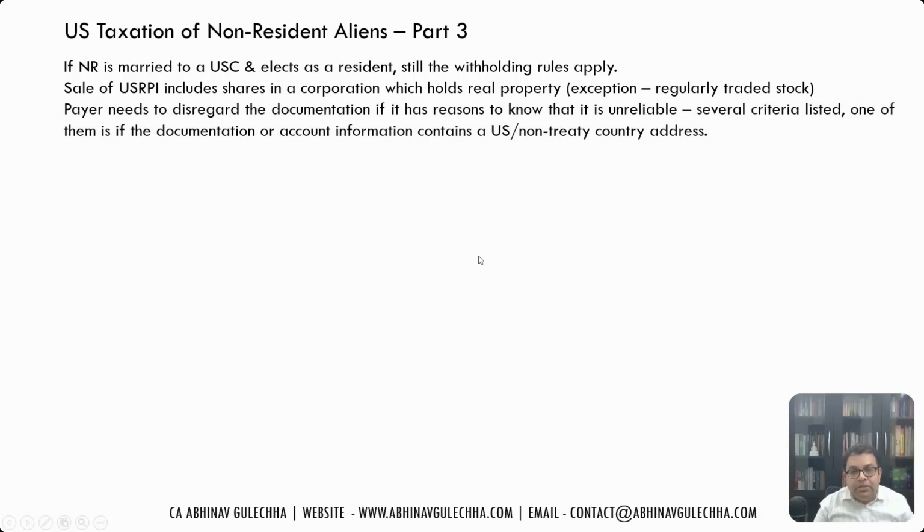Okay, the payer needs to disregard the documentation if it has reason to know it is unreliable, right? So if you provide documentation to the payer, the payer has the right to disregard it if it has reasons to believe that it cannot be relied upon. While there are several criteria listed, one of the very common ones is that you have a US address listed in that documentation or in the account information, right? Or a non-treaty country address, right?